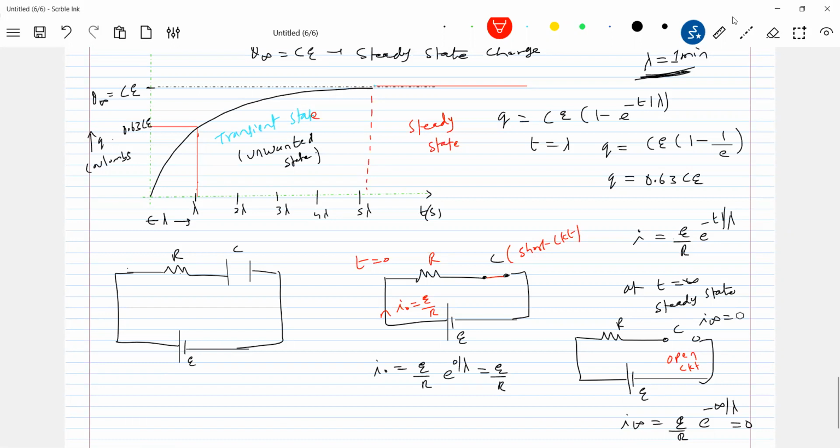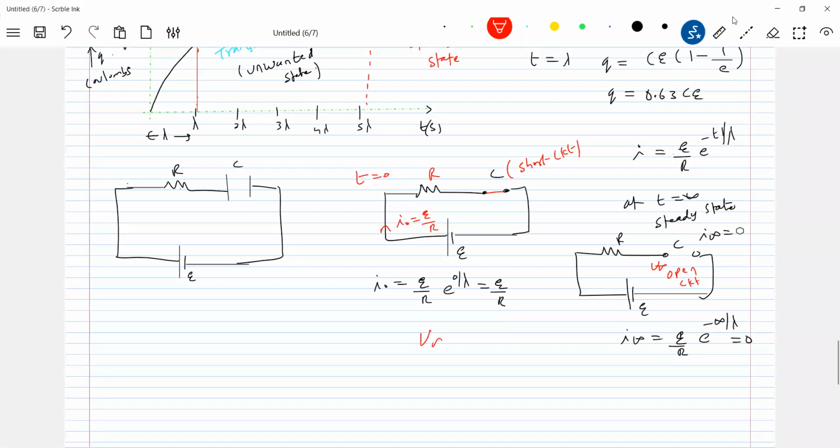What is the energy stored in the capacitor? That energy stored in the capacitor is needed. U infinity should be determined from the drop across the capacitor. How do we find out the drop here?